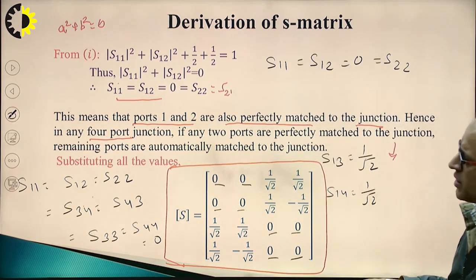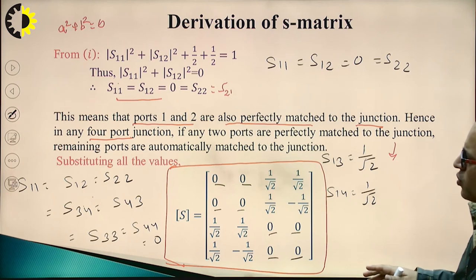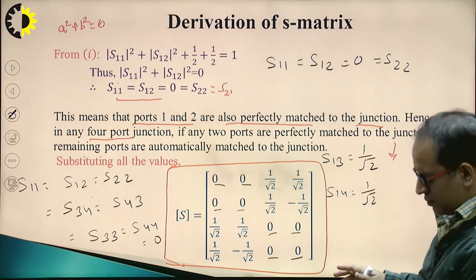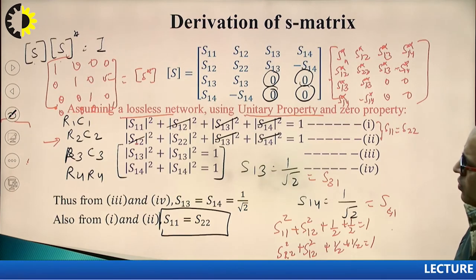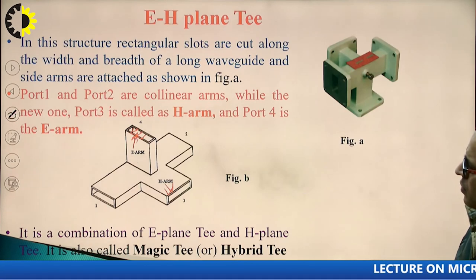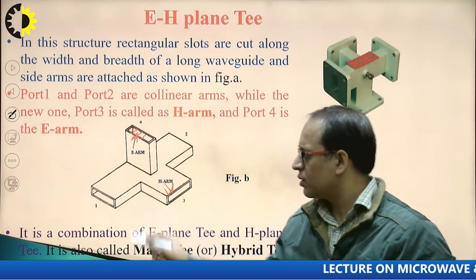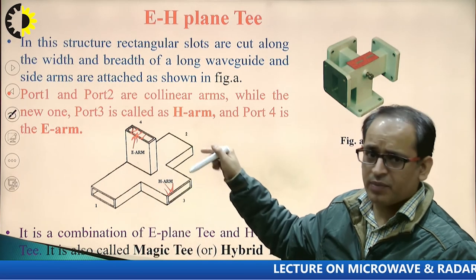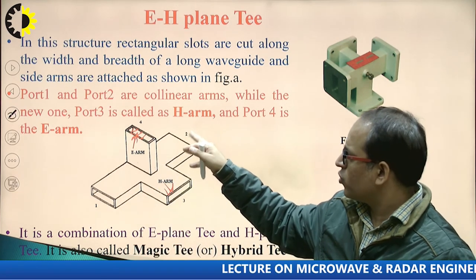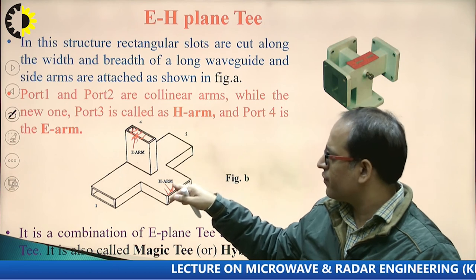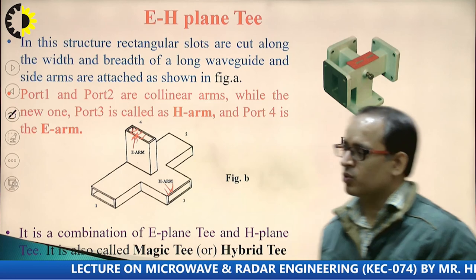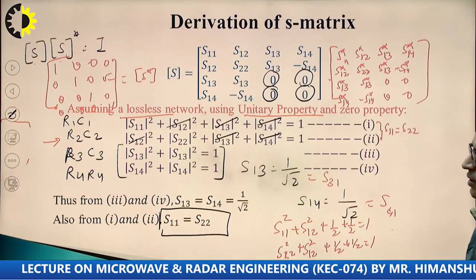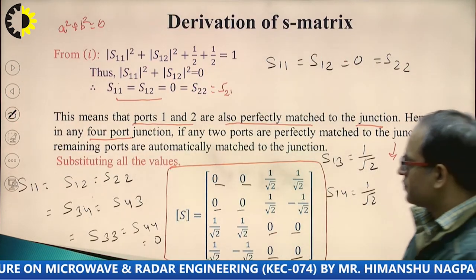And another magic is that if I am applying input to one of the arms, port number 1, then output will not appear at the other port, port number 2. Output will appear at port number 3 and 4. No output will be obtained at port number 2. From this one, you can see that here. Now, see this one.